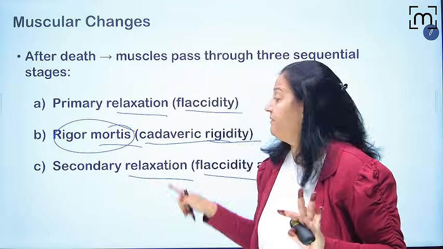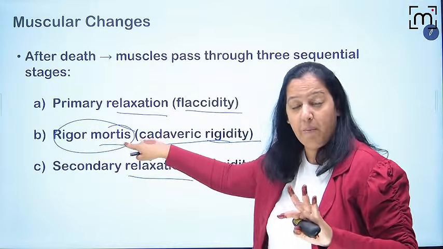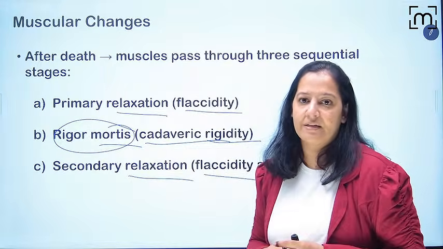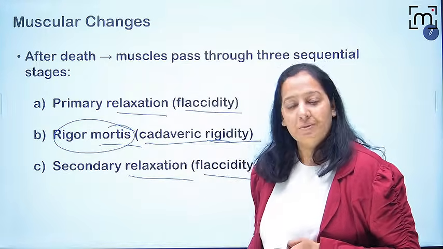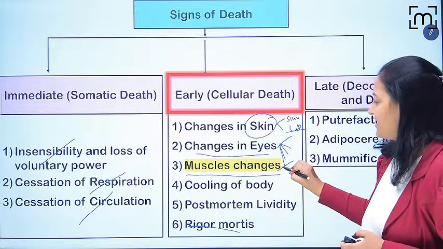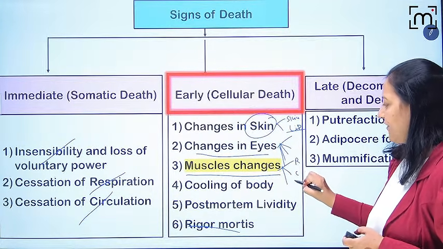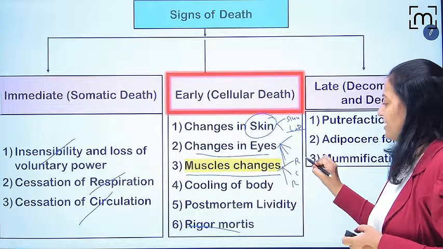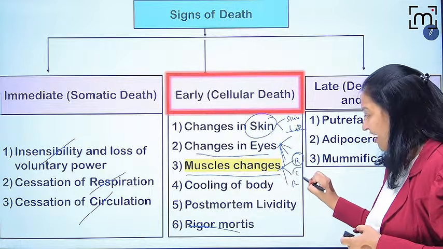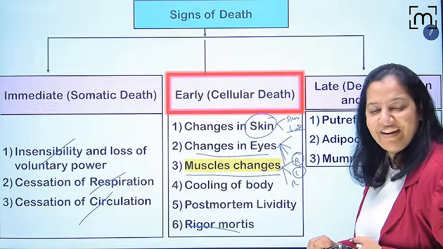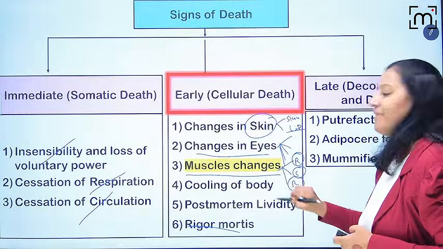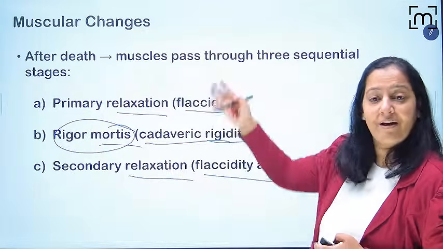I will tell you what's the difference between cadaveric rigidity, that is rigor mortis, versus cadaveric spasm. I will come on that in the differential diagnosis. So these are the 3 muscle changes. In the muscle, 3 things happen. First relaxation, then contraction, then again relaxation. This is known as primary relaxation. This contraction is known as rigor mortis, cadaveric rigidity, and this is known as secondary relaxation.